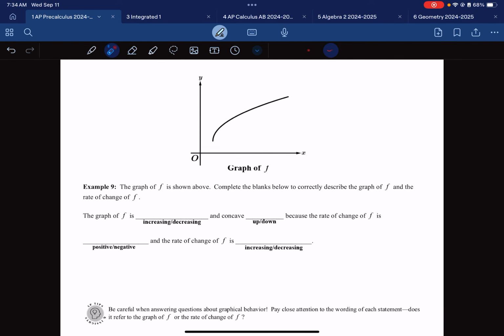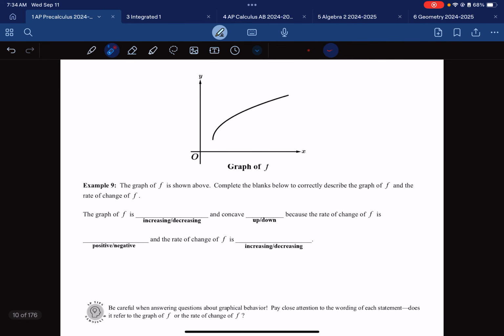All right, let's see if we can apply this. The graph of f is shown above. Complete the blanks to describe. What do we got? The graph of f is, okay, so increasing versus decreasing. What's happening with the heights? Or we can talk about the slopes too. In terms of the heights, they are all going up. Just purely based on heights, I know that I'm increasing. I'm just going to circle because it's faster. You guys can circle as well.